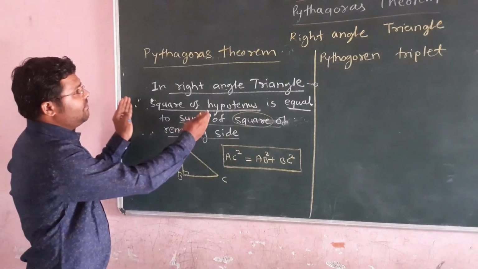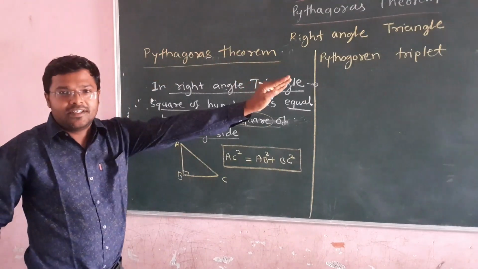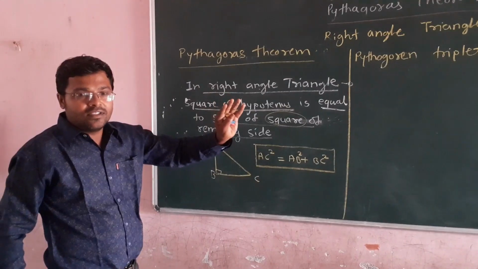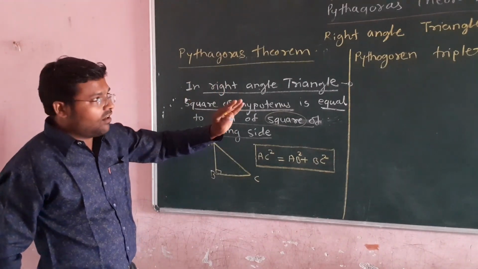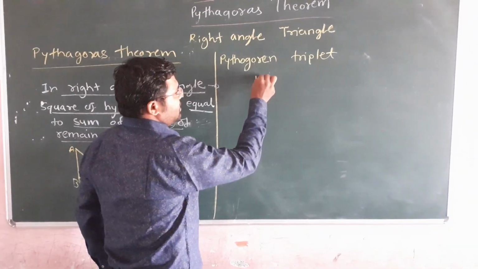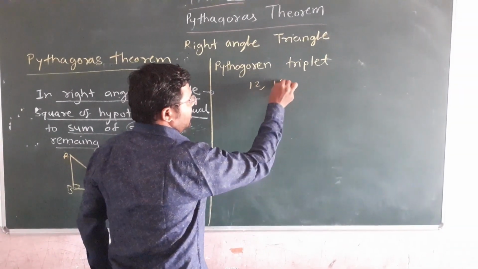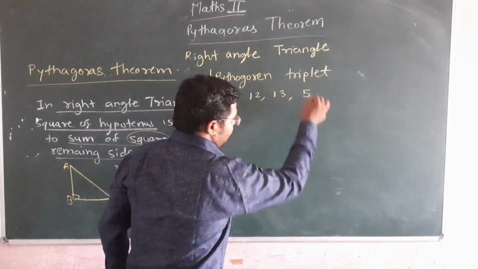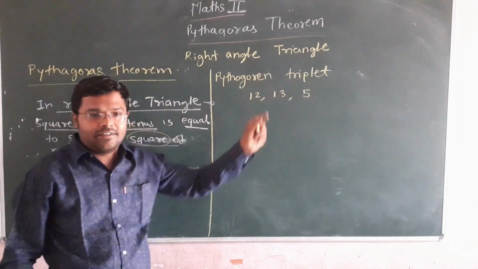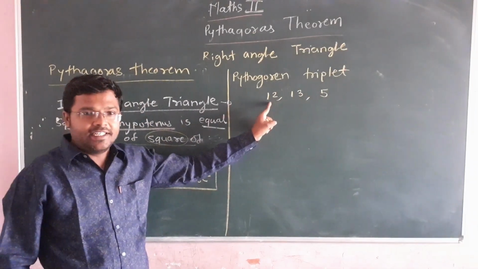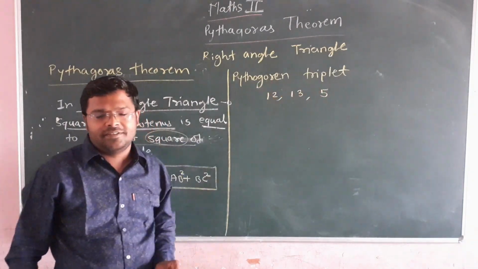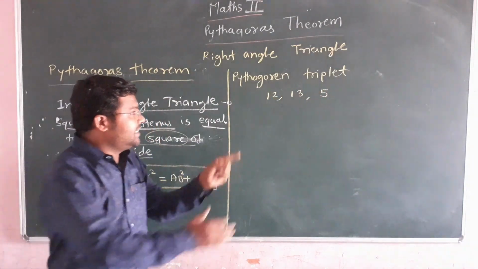Okay. Now this theorem is used in the Pythagorean triplet, and we can find whether it is a right angle triangle or not. Three sides are given here. First one is 12, second one is 13, and another one is 5. Now the sides of a triangle are given: 12 centimeter, 13 centimeter, and 5 centimeter. Now I ask, is it a right angle triangle?